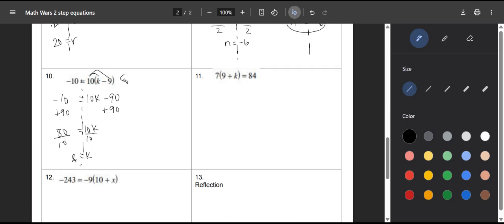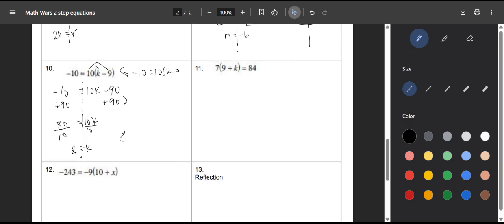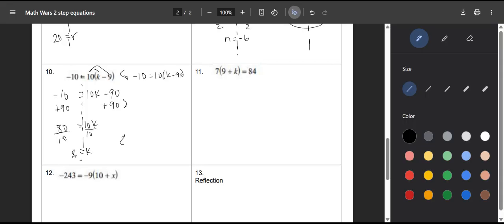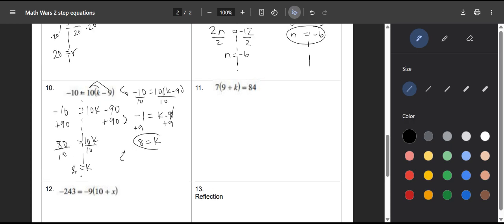Or we can recognize that we've got 10 groups of k minus 9. So I can find out what one group would be. I'm going to divide by 10. That gets me negative 1 equals k minus 9. And since I've got that minus 9, I'm going to undo it with a plus 9. Negative 1 plus 9 is 8. That cancels out, and I get k. Either way, 8 is equal to k.